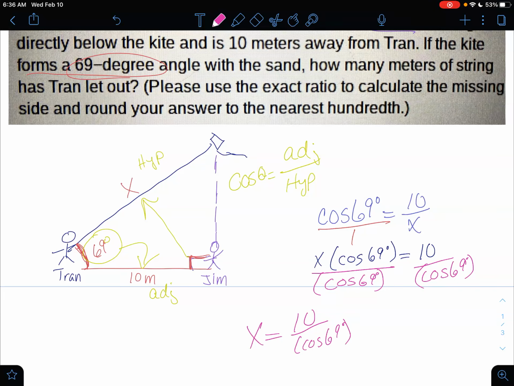And that's what you would type in the calculator to get your decimal value. And then, of course, it says round to the nearest hundredth. So be very careful on that aspect.